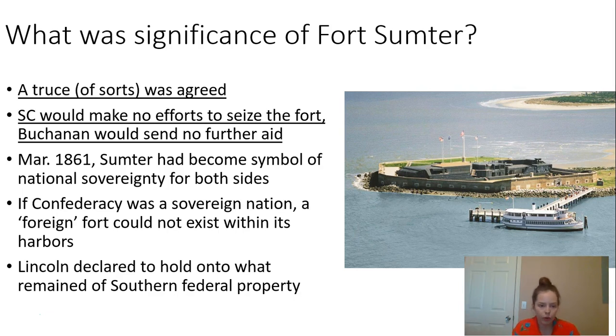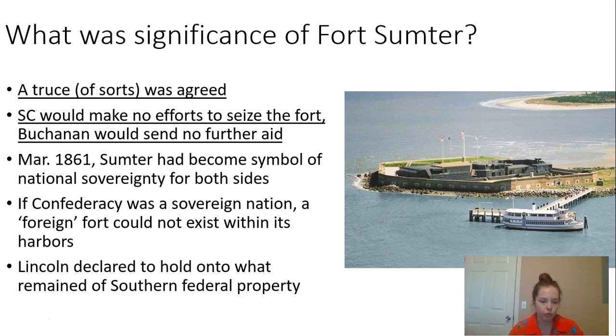In March 1861, just a couple months later, Sumter had become a symbol of national sovereignty for both sides, in saying that if the Confederacy was a sovereign nation, its own nation and its own government, a foreign fort could not exist within its harbors. You can't have the Confederacy and then one plot of a Union garrison right in the middle of it. That just wouldn't work out.